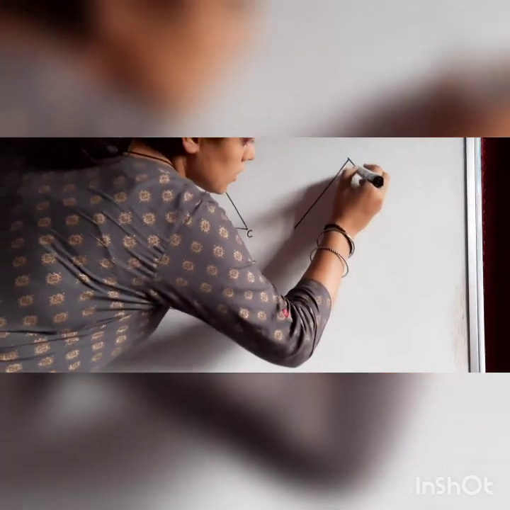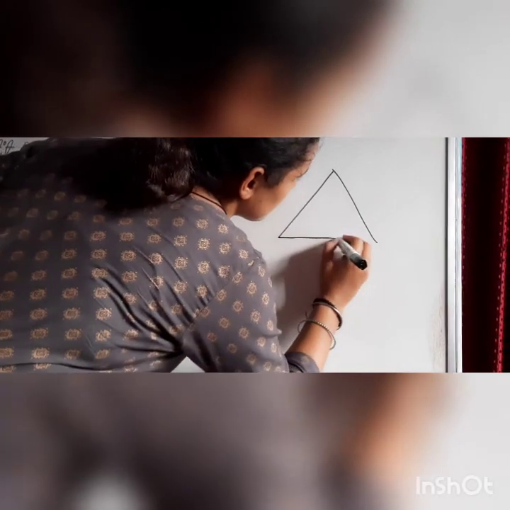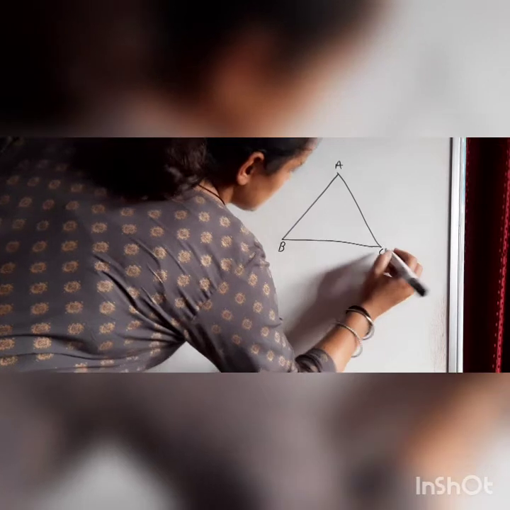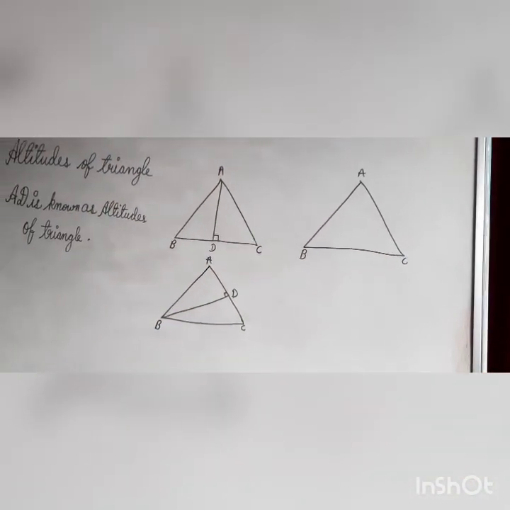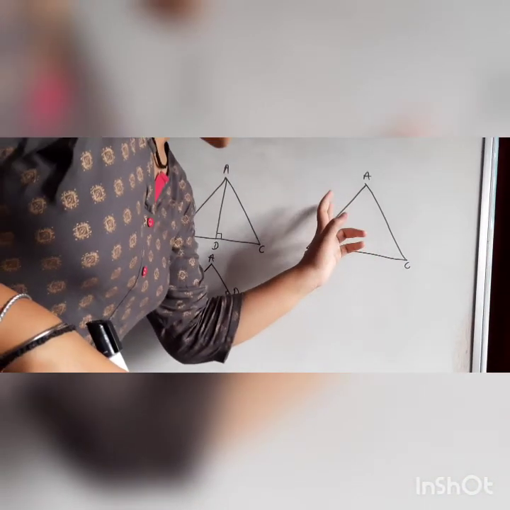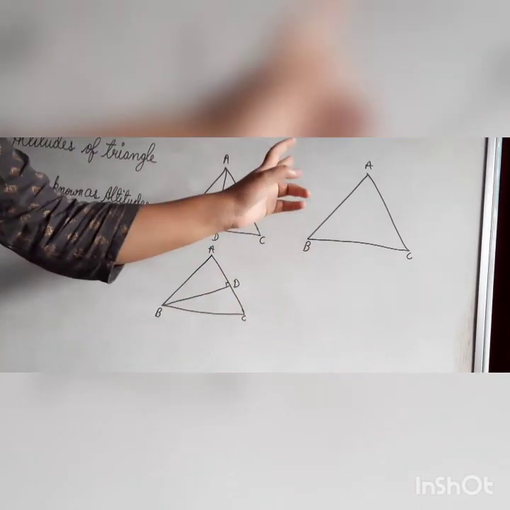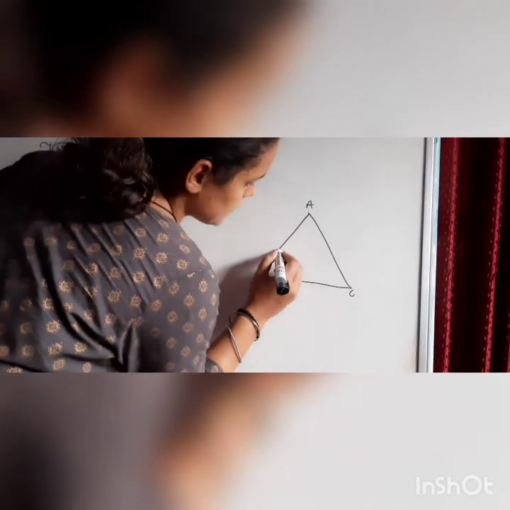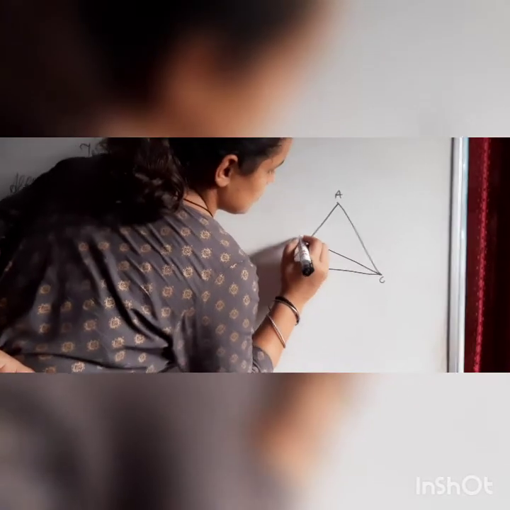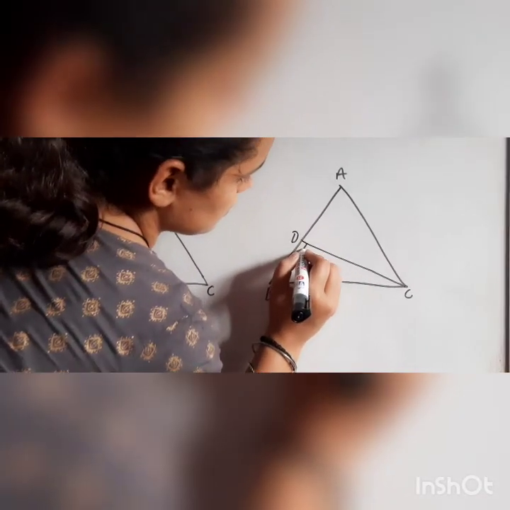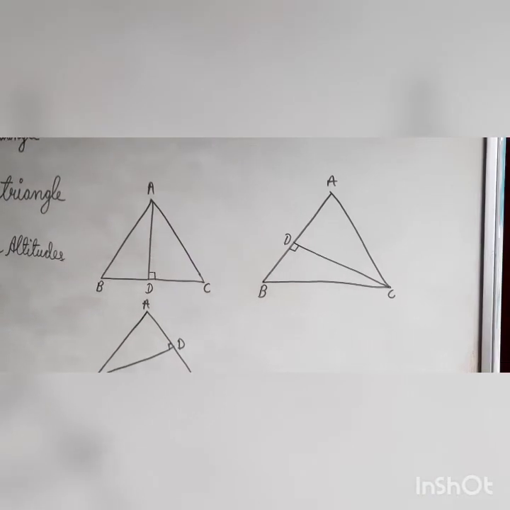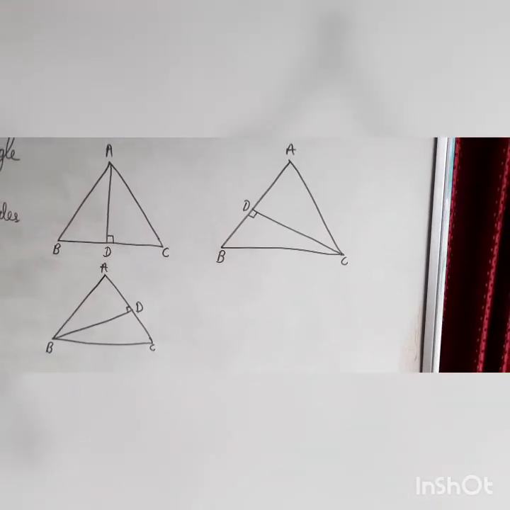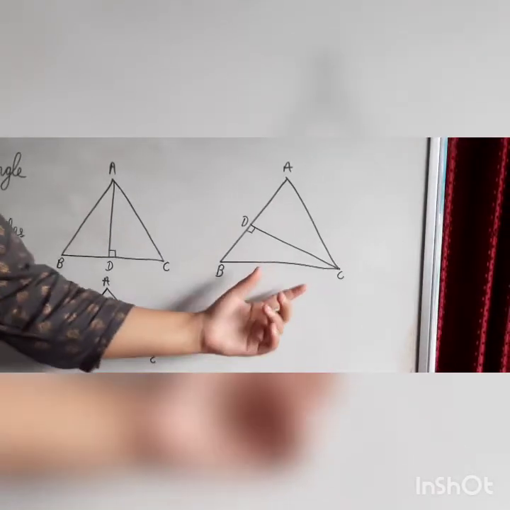Now you can draw another triangle ABC. Now we will find the altitude at AB. This is D. You can see that BD, you can see that DC is the altitude of the triangle.